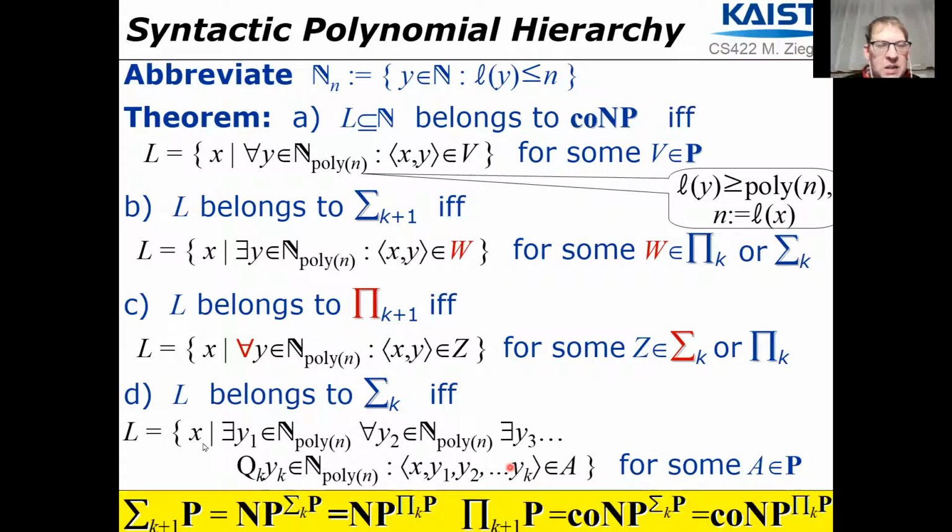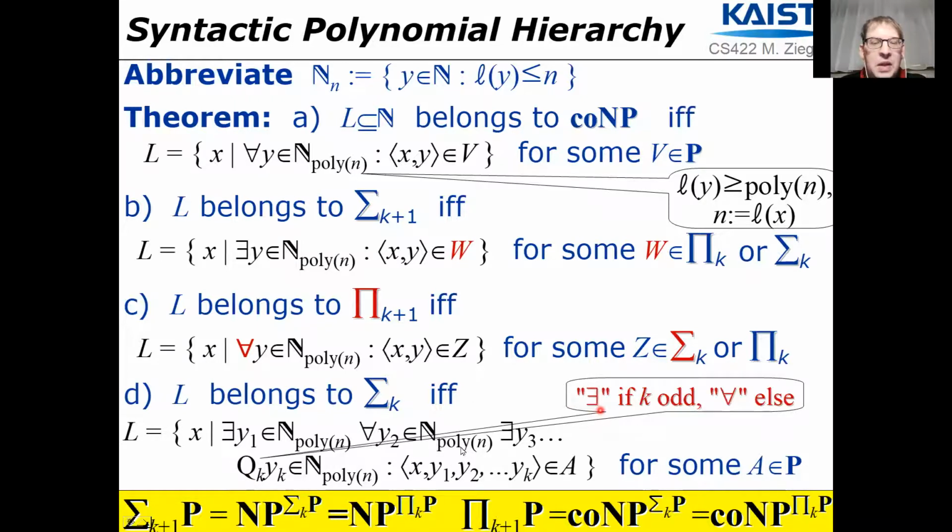Right. If it has this form with alternating quantifiers, sigma k means starting with an existential, then a universal, then again an existential, and so on until the kth quantifier, which is going to be a universal or existential, depending on the parity of k, the level that we're currently considering. And so yes, why these alternating quantifiers?